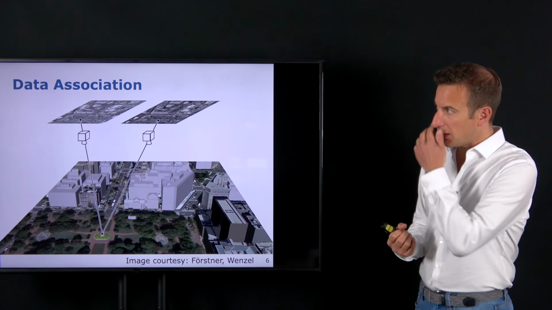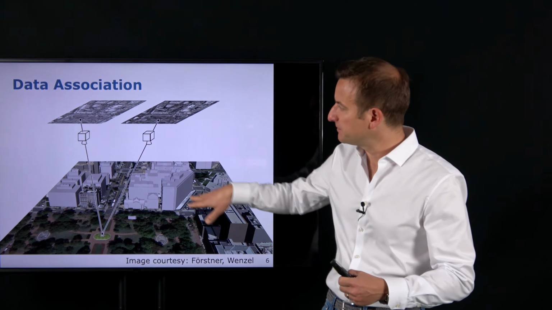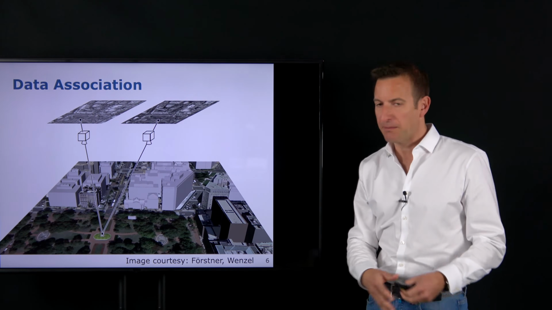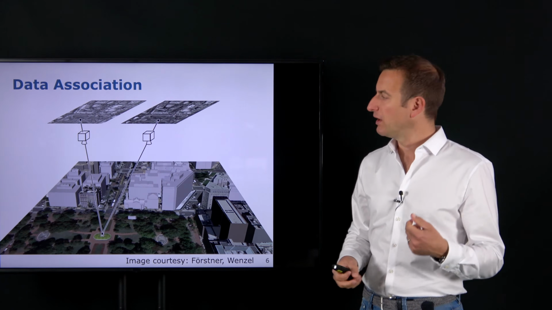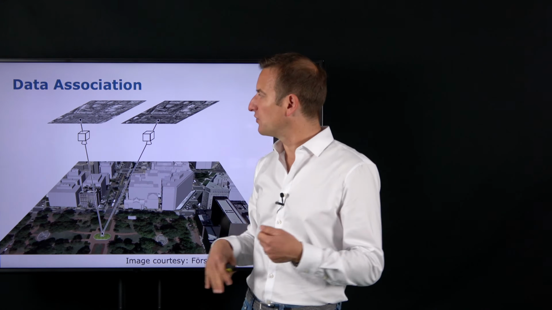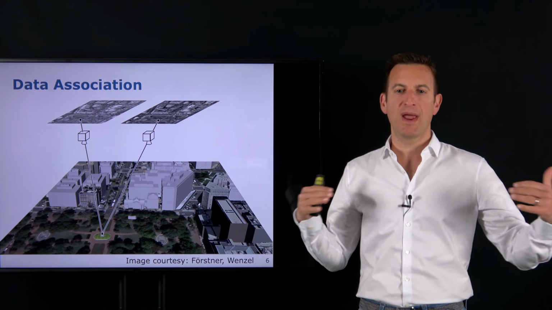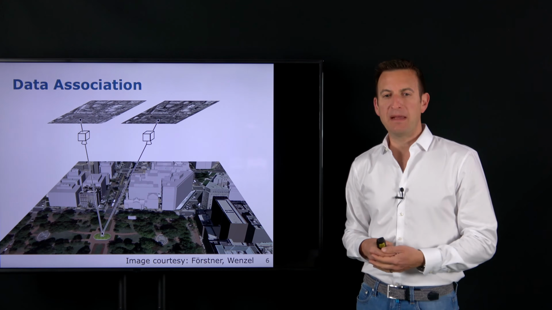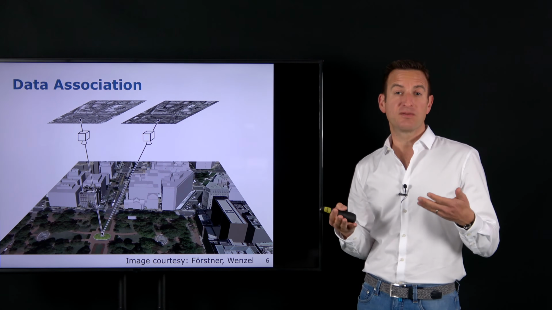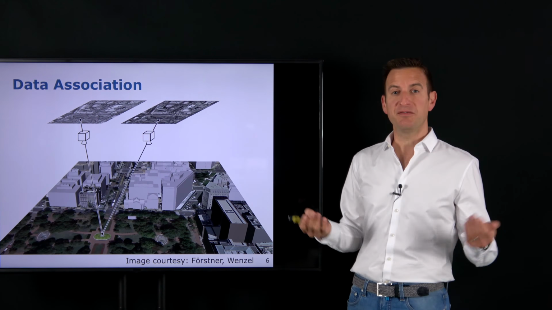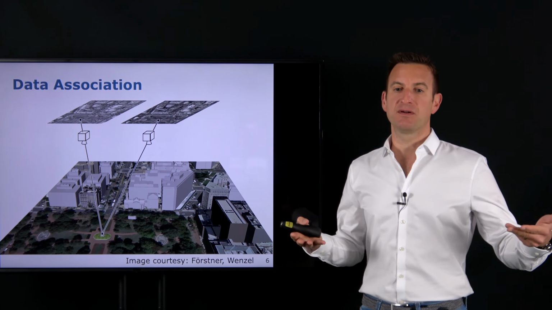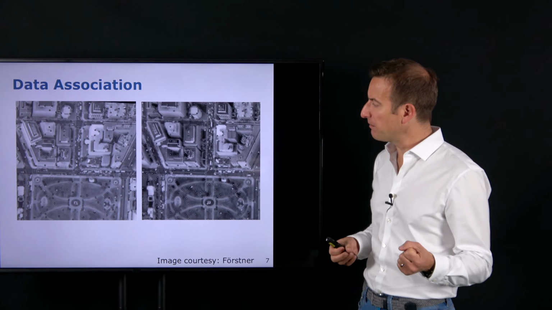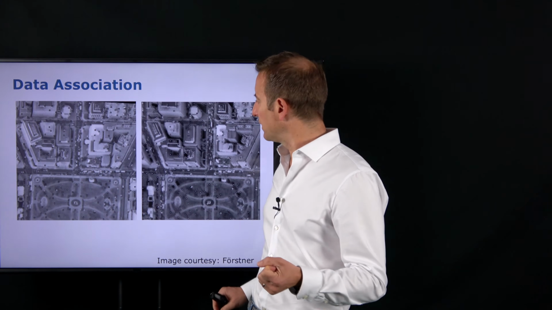So another task we may want to do is, let's say you have an aerial vehicle and you're flying over the ground, taking pictures of the ground. You take images at two different points in time where your airplane or your drone has actually flown a bit, so it's picturing the same scene, let's say a few seconds later, but from a different location, and you now want to make this data association.